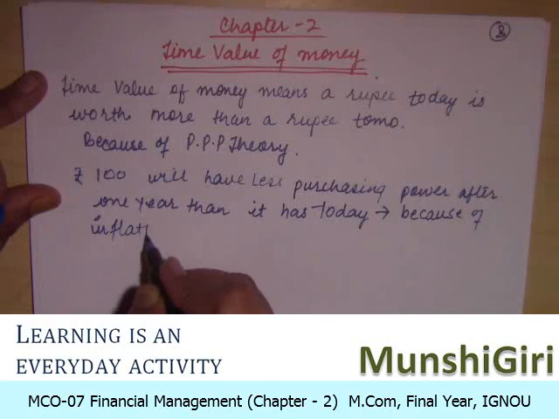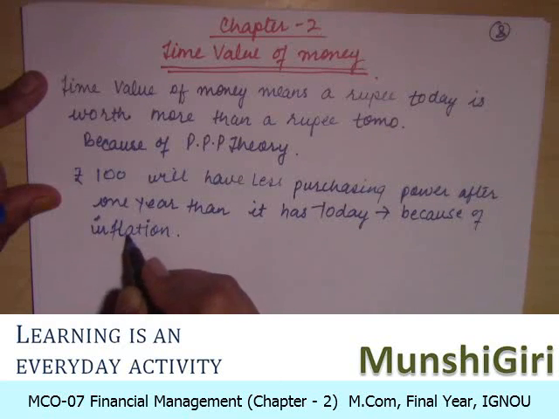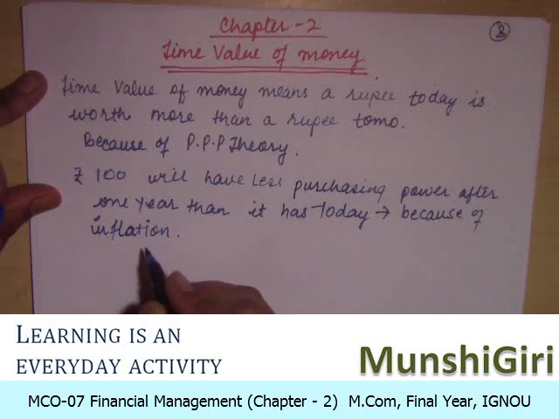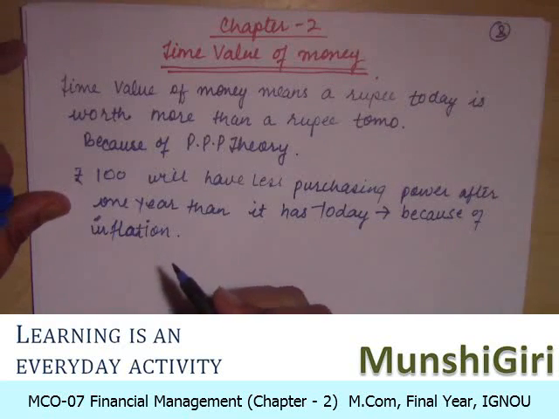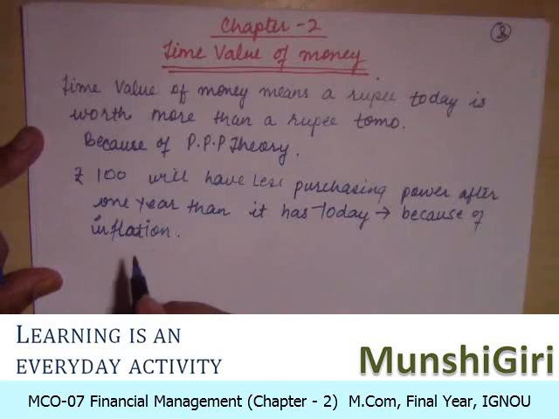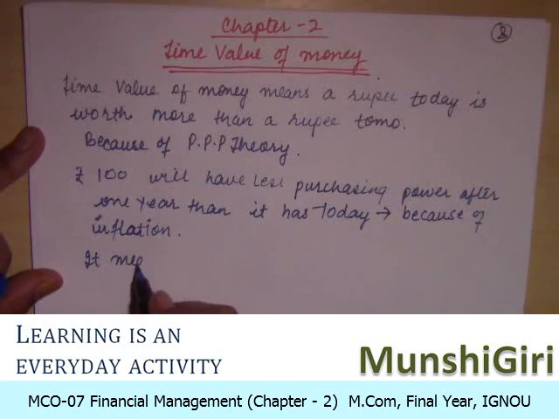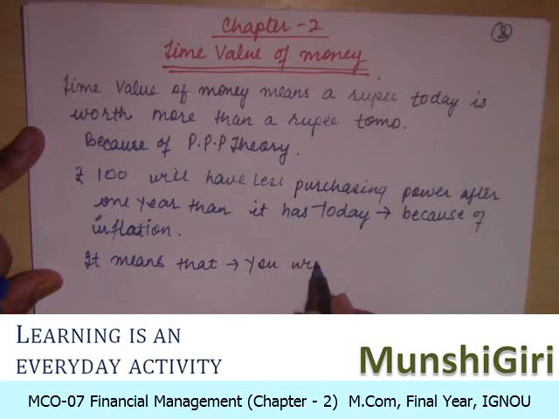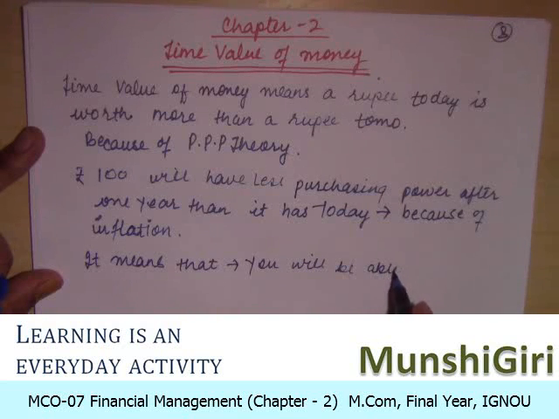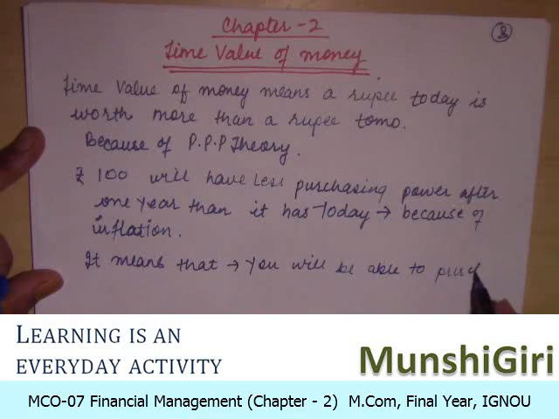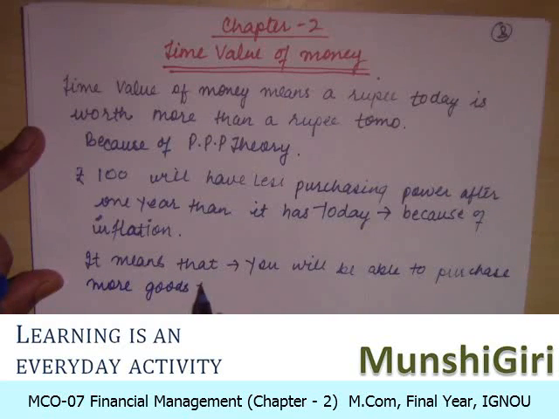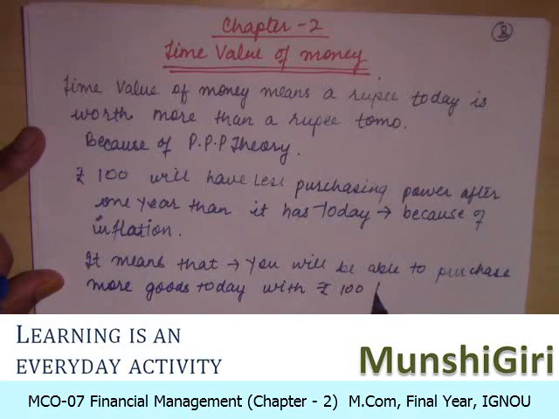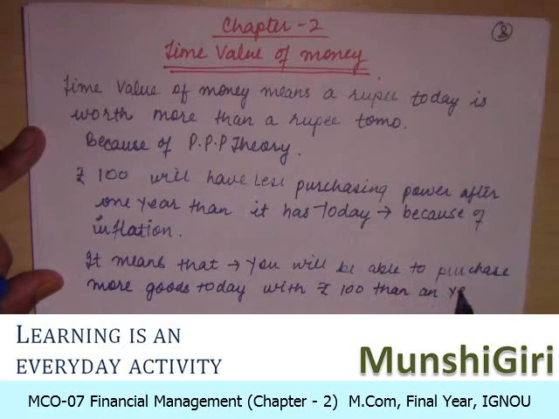Now, inflation is a condition in which the average price of all the goods and the commodities increases on an average. It means that you'll be able to purchase more goods today with rupees 100 than a year later.